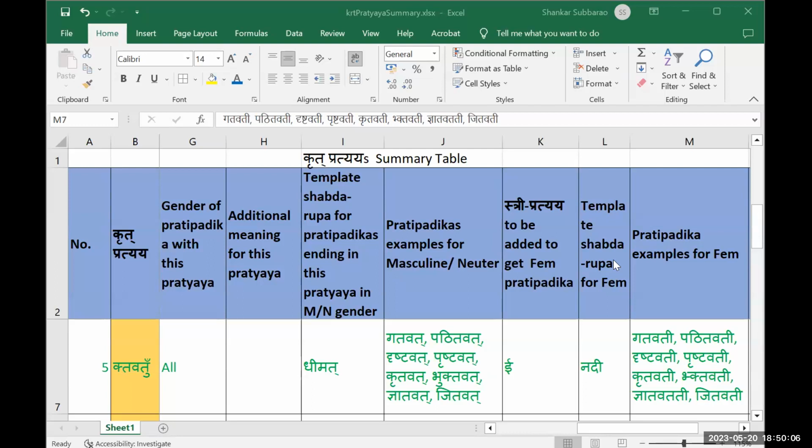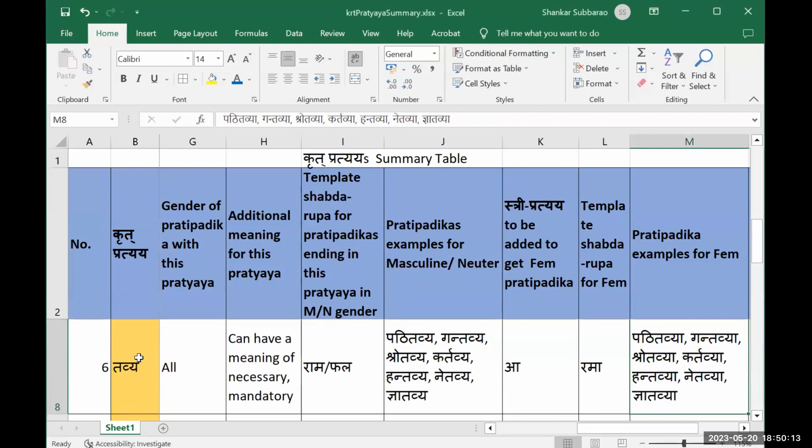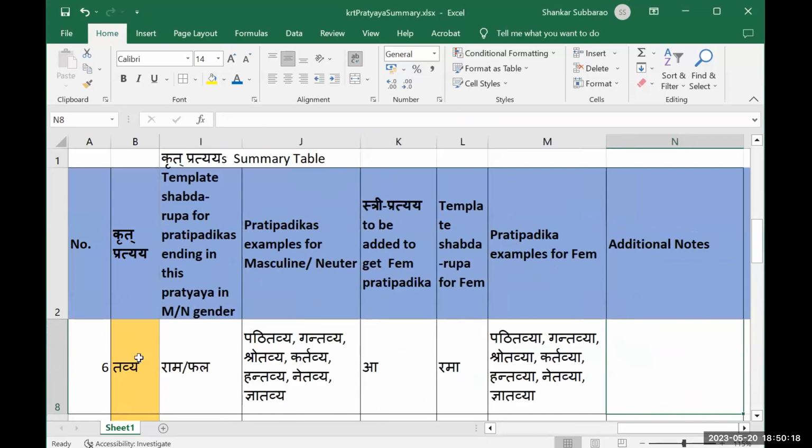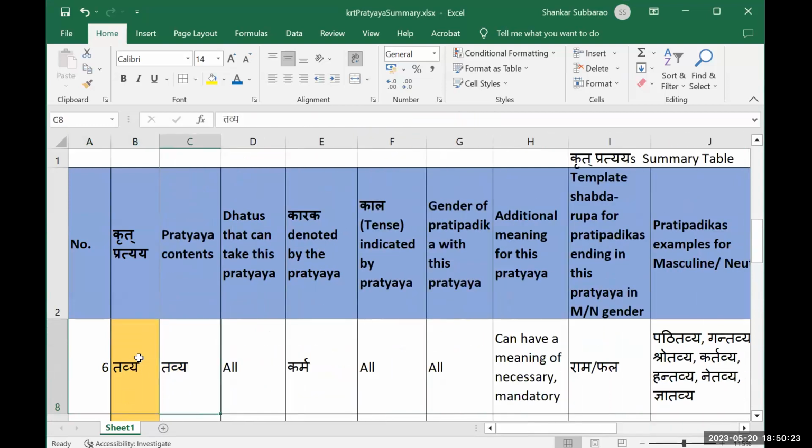Okay. So now, where am I? Okay, ktavatu. Let us go to the next one now. Tavya. We have seen this before. Tavya is what? Content is also tavya. No trouble here. Okay. In the Paninian language it could be tavyat or tavya both. I have kept tavya here. It applies to all dhatus. Any dhatu can take tavya. No trouble. What will it denote? Karma. Kala: no specific time, all times.